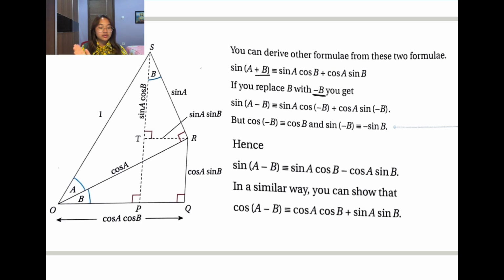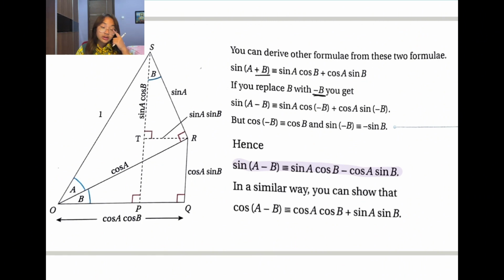Sin A minus B equals sin A cos B minus cos A sin B. So what changed is just this part and also this part, which is confusing if you actually put it theoretically. Basically you put a minus B, but because cos minus B equals cos B and sin minus B equals minus sin B, this becomes sin A minus B equals sin A cos B minus cos A sin B.